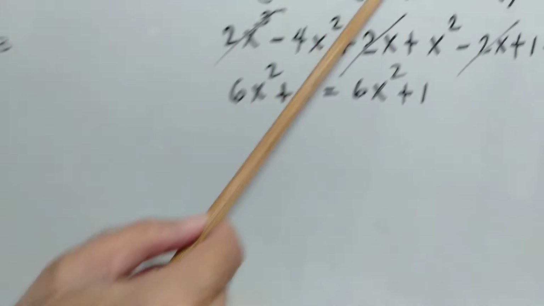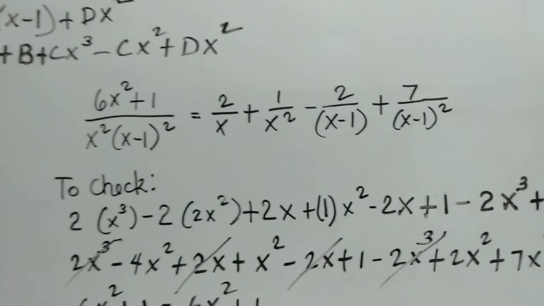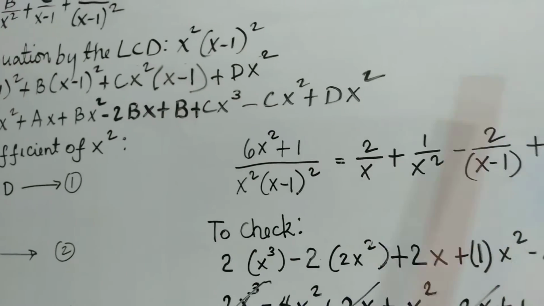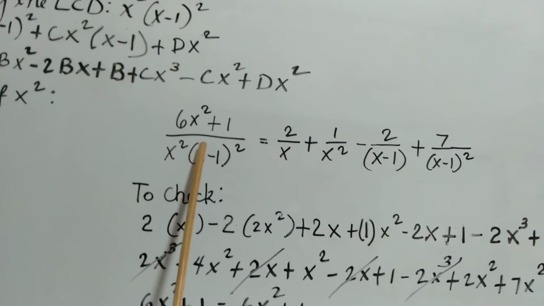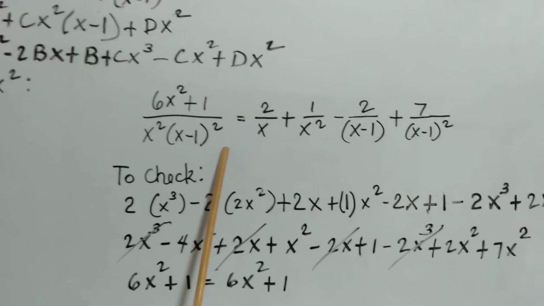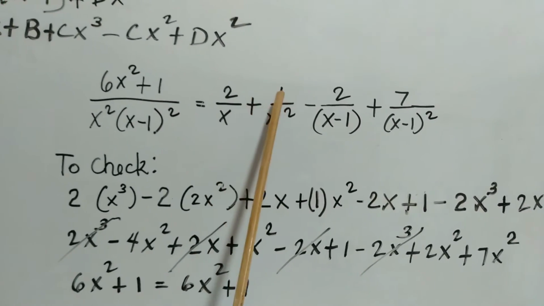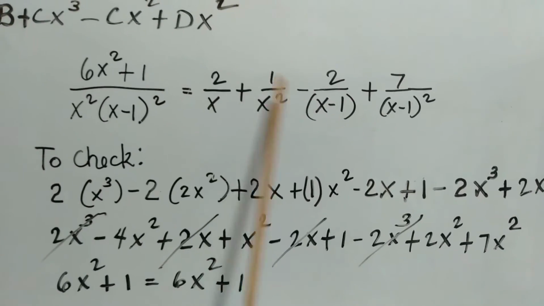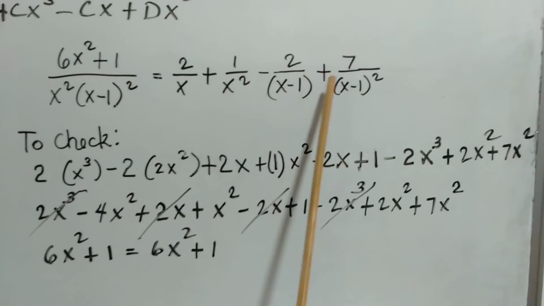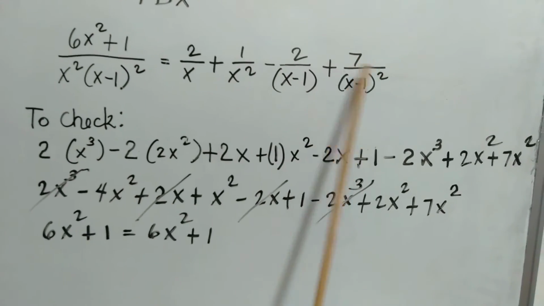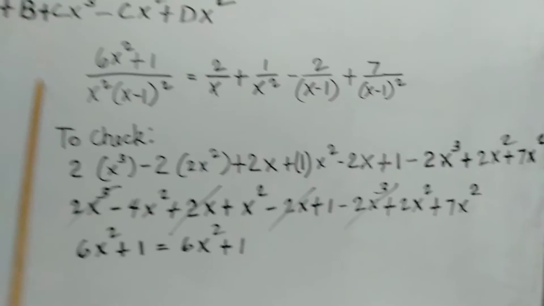So we just substitute on the given representation. So 6 squared plus 1 over x squared, that's quantity x minus 1 quantity squared. So for a we have here 2 over x plus b 1 over x squared, and c is negative 2 over x minus 1 plus d, which is equal to 7 over x minus 1 quantity squared. So this will be our final answer.